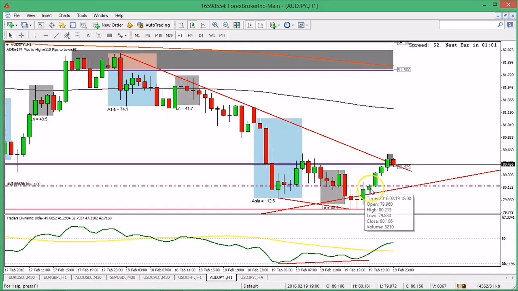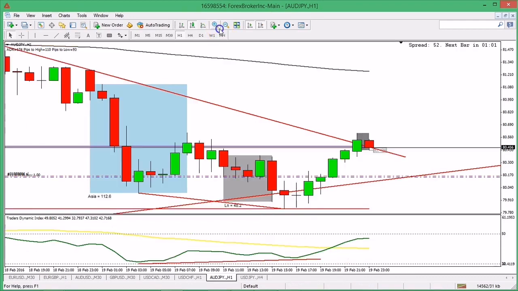Like, as you can see here, I did not get a prime entry. The best prime entry would have been to wait for the reversal pattern to close and then wait for a small pullback and then take the buy. That would have been the best thing, but I got impatient and I didn't get the entry I wanted. You see what I mean?